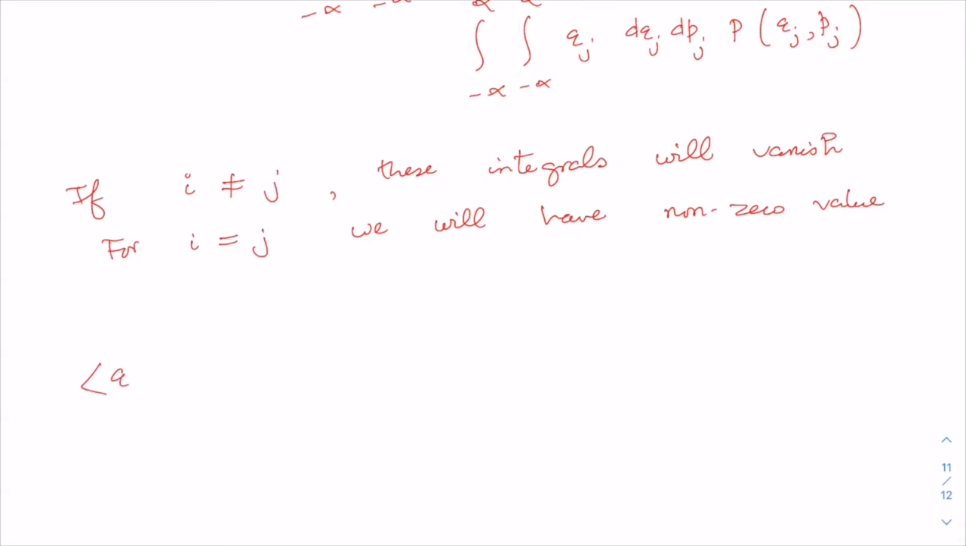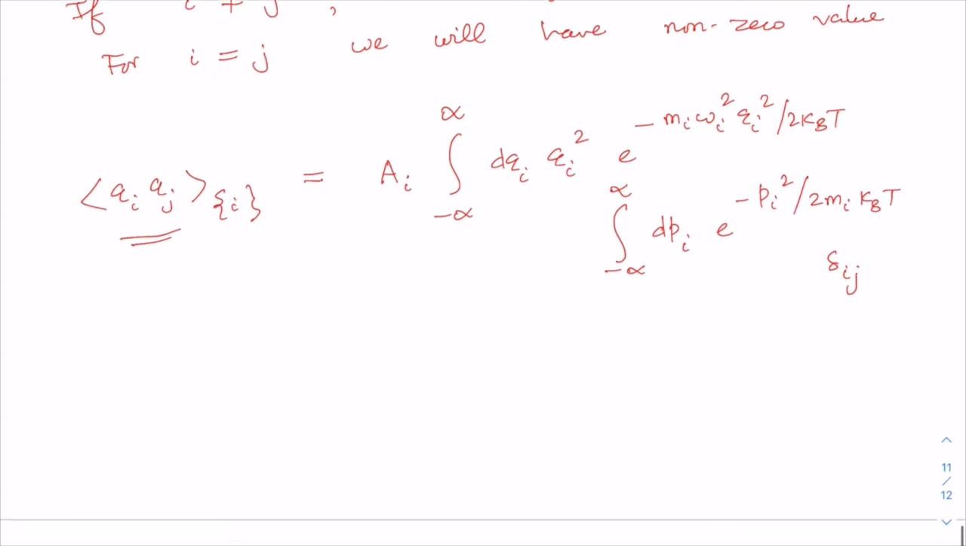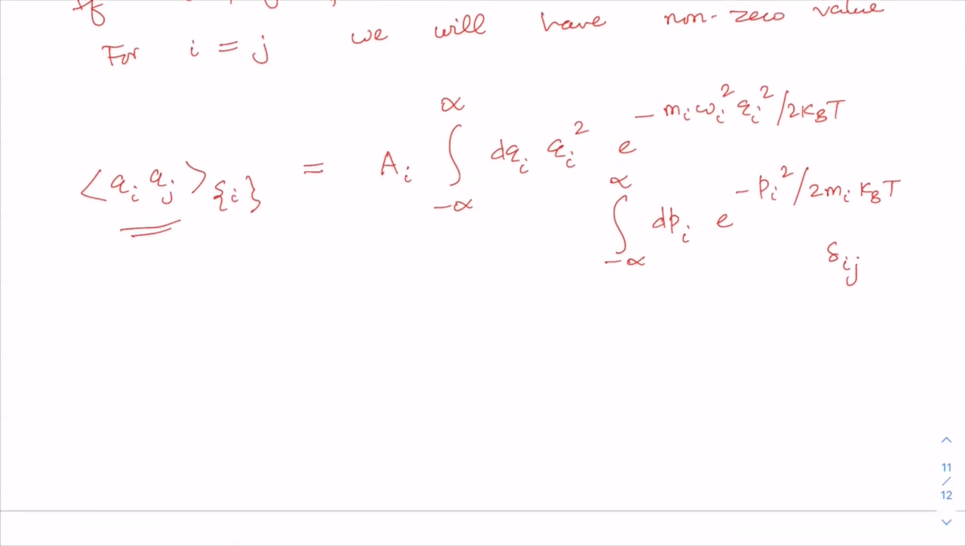So therefore we'll write this ensemble average ⟨q_i q_j⟩, and to denote it, I will have only one function, that is because now i is equal to j, so I have here ∫ dq_i q_i² from minus infinity to plus infinity e^(-m_i ω_i² q_i²/2k_BT), and the other one, this integration from minus infinity to plus infinity dp_i e^(-p_i²/2m_i k_BT). By the way, I have taken i equal to j, so note that this is the Kronecker delta. Remember that I am taking now i equal to j. If i is not equal to j, then this will go to zero. Okay, so this is the meaning of the presence of this Kronecker delta here.